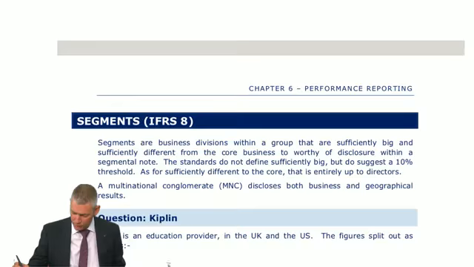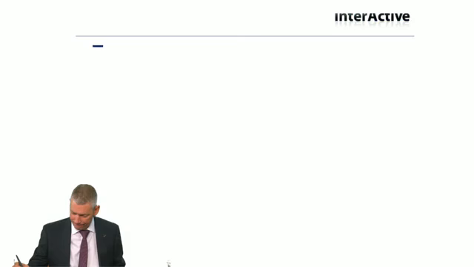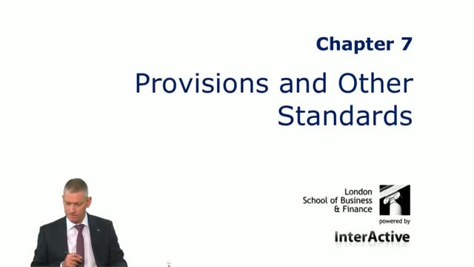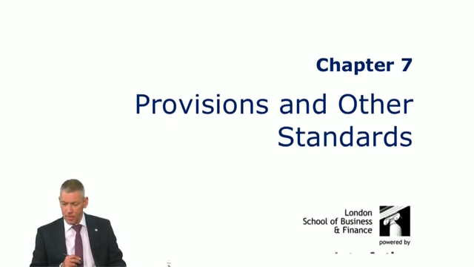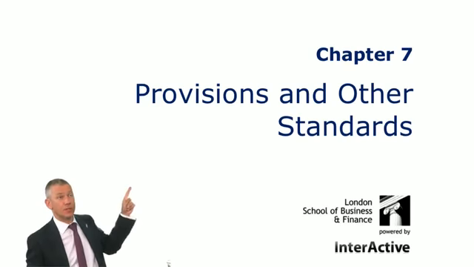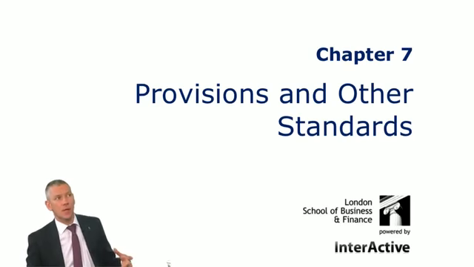There we go, there's the performance stuff. There we go, there's provisions. Chapter 7. And you can see now that the title is Provisions and Other Standards. Provisions accounting is not really that complicated, is it? Spot the roo, good eye.